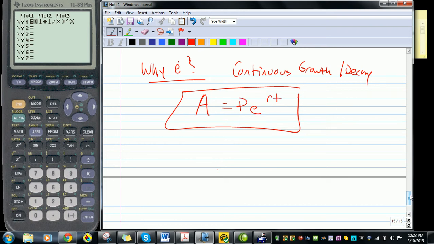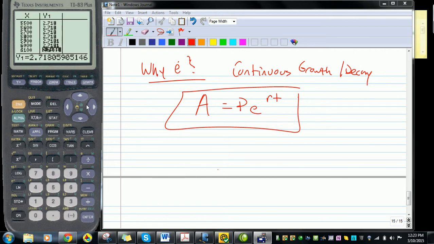So the question that we left off with is, why E, right? We kind of talked about what E is by definition. We looked at the number that this expression, (1 + 1/x)^x, is approaching as x is getting bigger and bigger. And it looks like it's starting to head towards 2.718 as x is getting bigger and bigger, right? So E is about 2.718, okay? It's an irrational number.